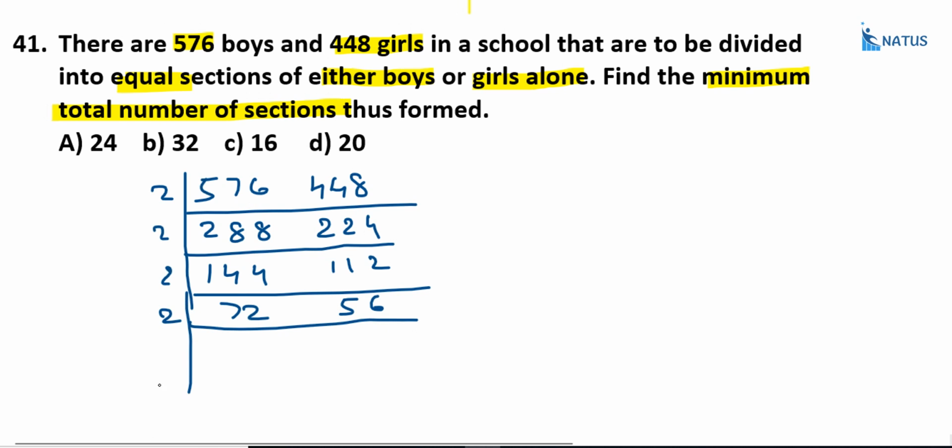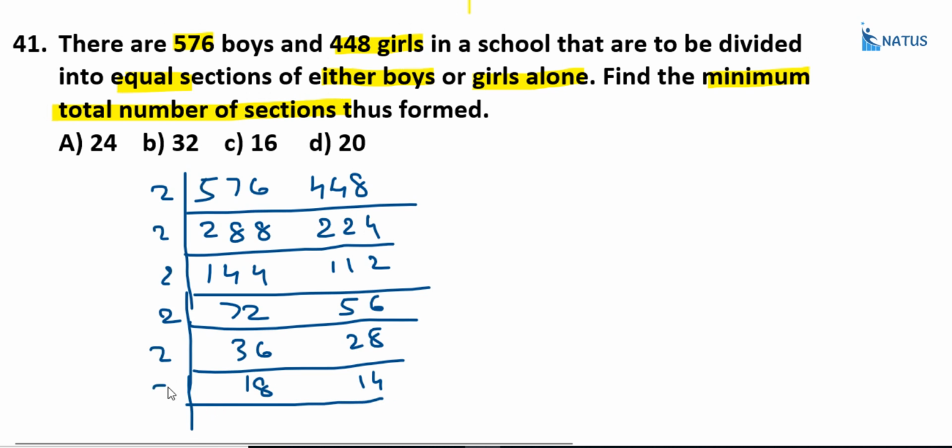Again divide by 2. This is 36 and this is 28. Again divide these numbers by 2. This is equal to 18 and this is equal to 14. Now again divide these numbers by 2. This is equal to 9 and this is equal to 7.